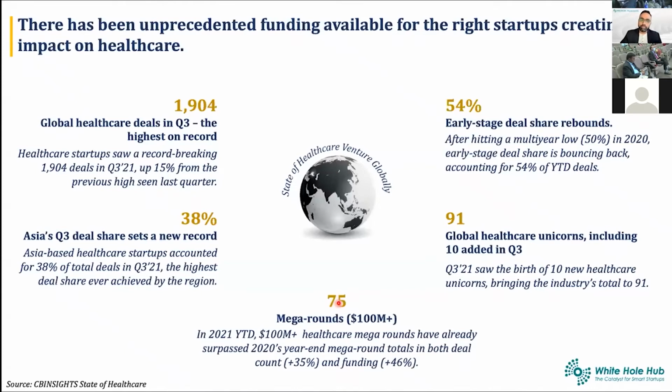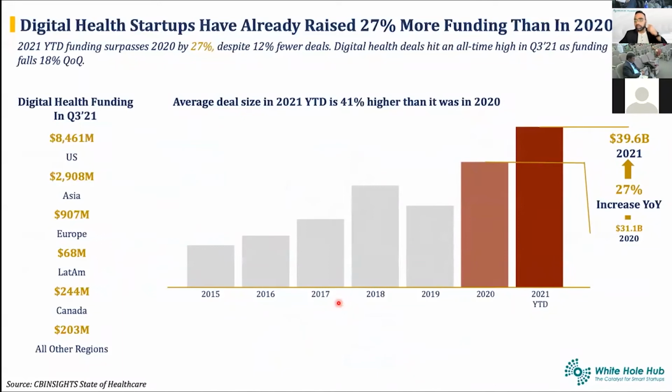Because 75 mega rounds have happened in healthcare, which is 100 million plus kind of investments in the startups. Now, when we started looking at the specific areas in which these investments are going, the digital health startups have already raised 27% more funding than in 2020. That means they're going unprecedentedly higher.